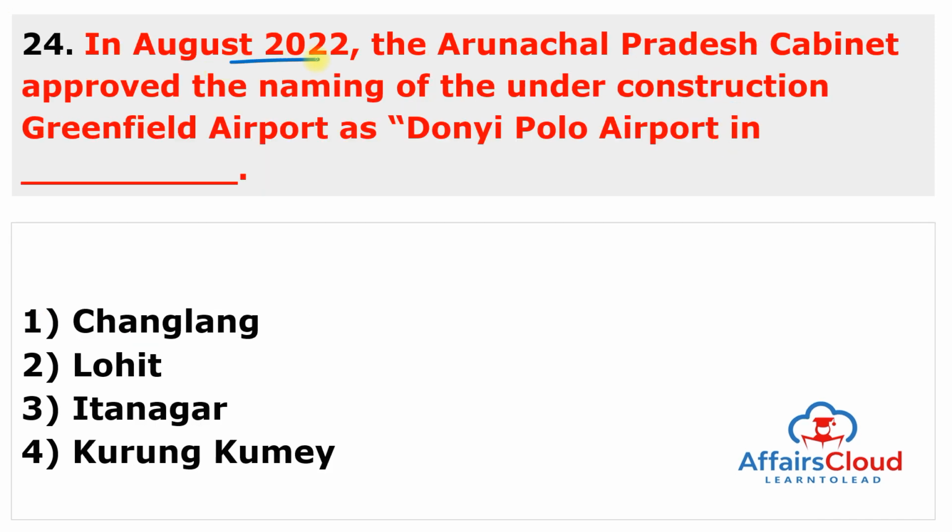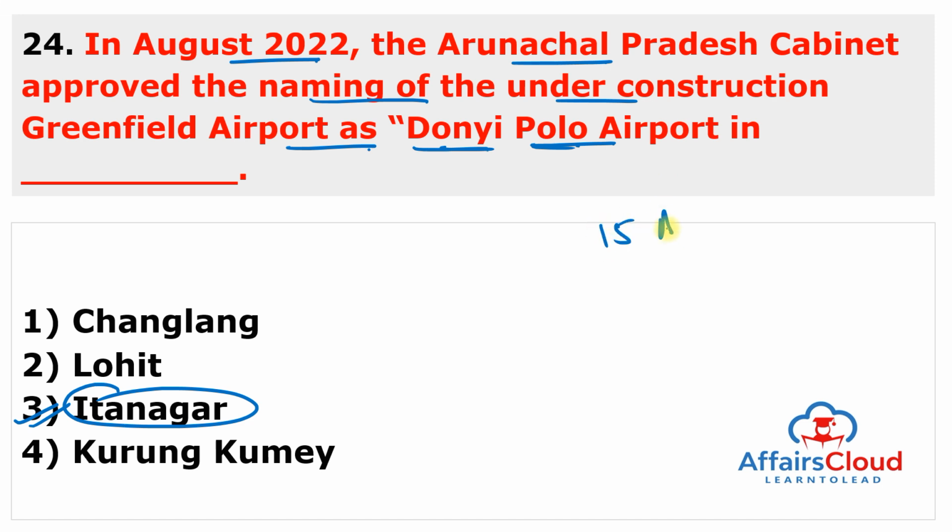Next is, in August 2022, the Arunachal Pradesh cabinet approved the naming of the under construction greenfield airport as Donyi Polo Airport, which is situated in Itanagar. So the answer of this question is 3. So remember, the cabinet of Arunachal Pradesh approved the naming of the under construction greenfield airport as Donyi Polo Airport, which is situated in Itanagar. The airport will start operation on 15th of August 2022. It means it has already started.